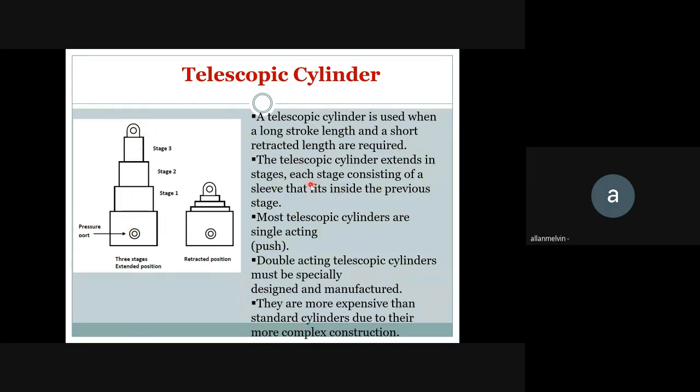The telescopic cylinder extends in stages. Each stage consists of a sleeve that fits inside the previous stage. So here there are three stages. Either stage one extends the loop, then will pull stage 2 and stage 3, or the other way around. It depends on the type of telescopic cylinder. In some, stage 1 extends the loop, in some, stage 3 extends first and is followed by the other stages. So it depends.